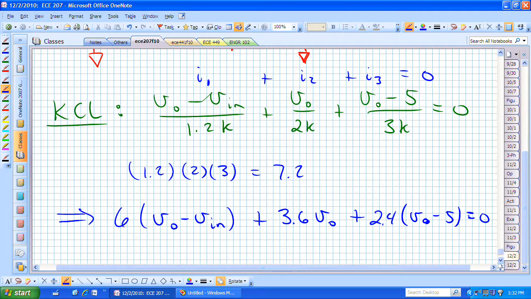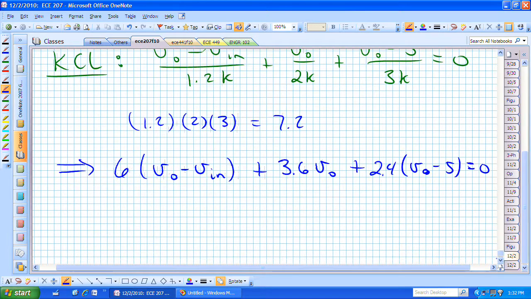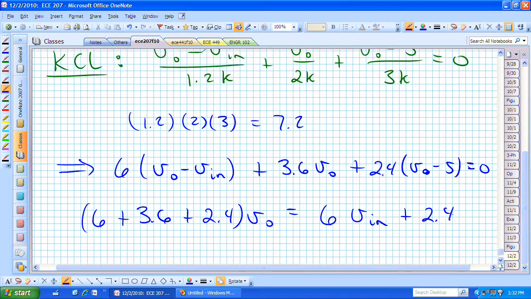We just said, okay, if the diode is conducting, this is the configuration that we have, and we want to find this equation that relates Vout and Vn. Let's now collect our terms that are in common, or keep all the V0 terms on the left. We now have (6 plus 3.6 plus 2.4) times V0. Move our other terms to the right, and we have 6 times Vn and 2.4 times 5.